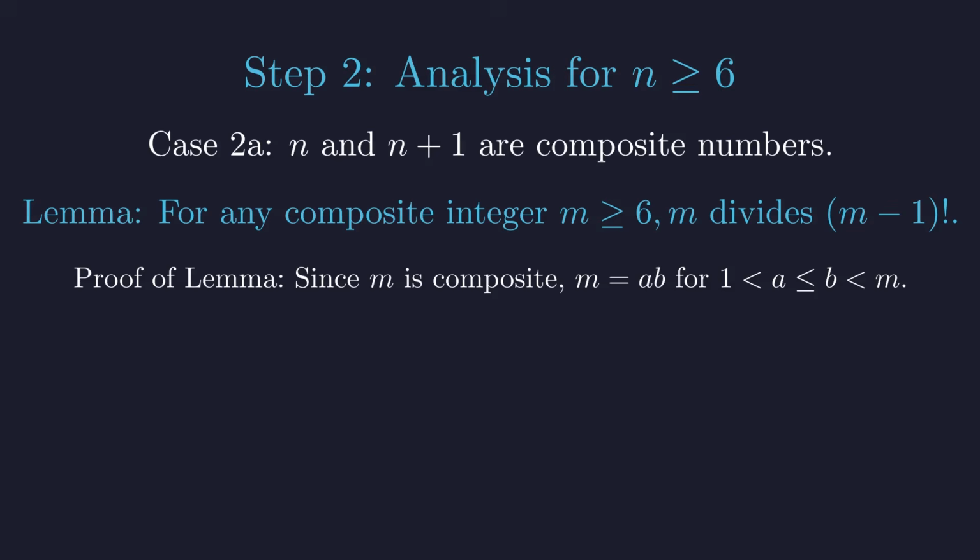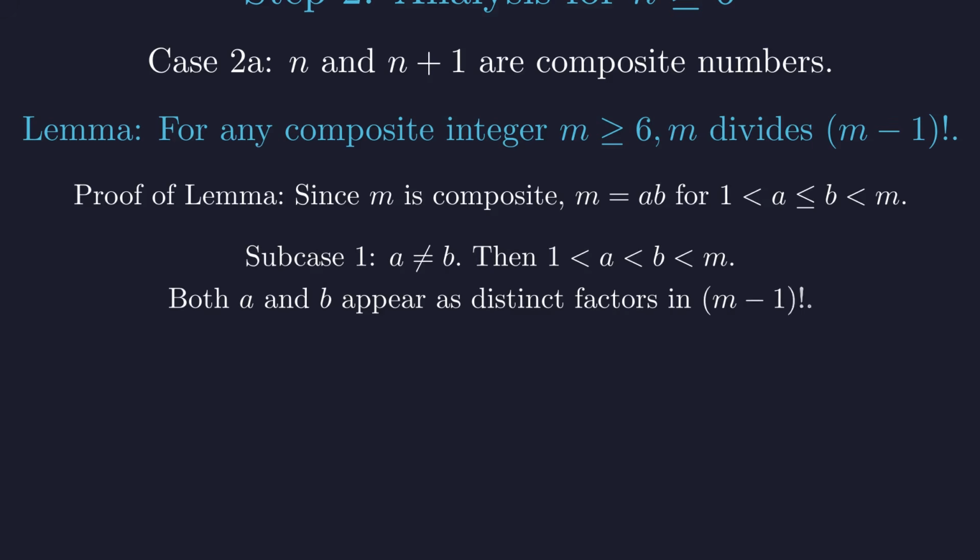The proof is quite elegant. Since m is composite, we can write it as a times b, where both a and b are bigger than 1 but smaller than m. If a and b are different, then both of them show up somewhere in the factorial (m minus 1)!. Since the factorial contains both factors, it must be divisible by their product.